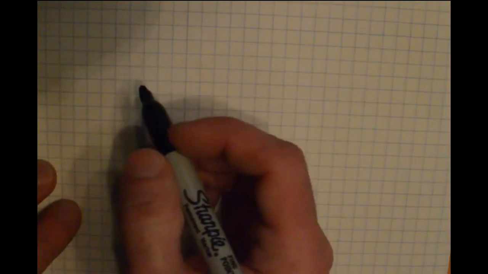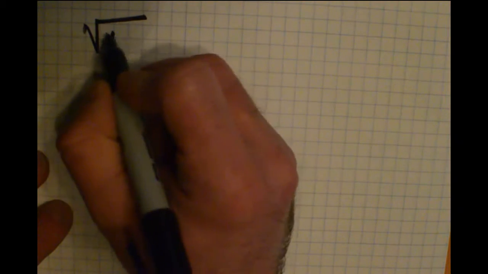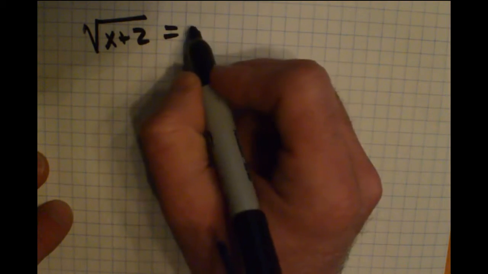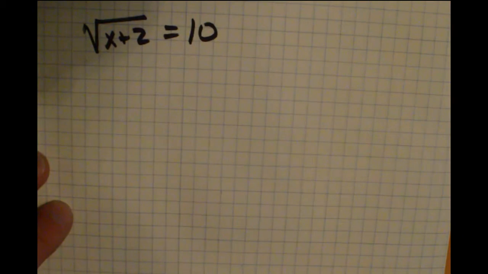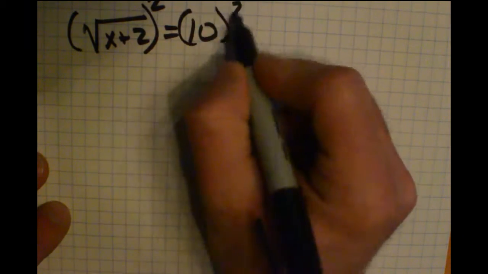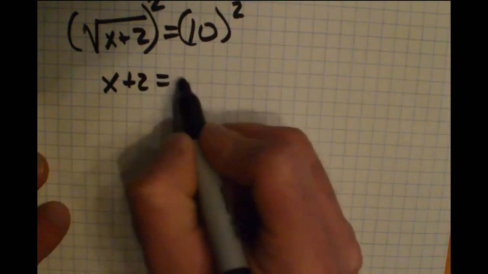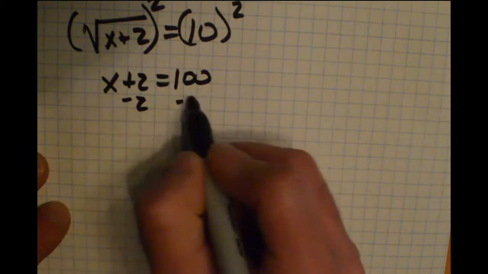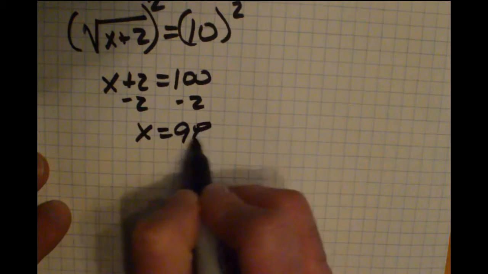I want to take a quick look at an example of a radical equation that's going to require a little bit of factoring. To recap what we looked at in the last video, we can solve a radical equation. Let's say we have the square root of x plus 2 is equal to 10. I can undo the square root by squaring both sides. That gives me x plus 2 is equal to 100. Subtract 2 and I get x is equal to 98.